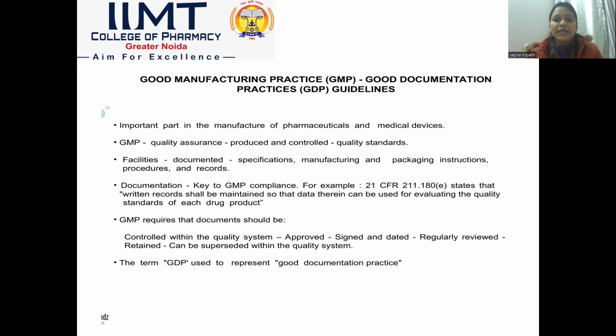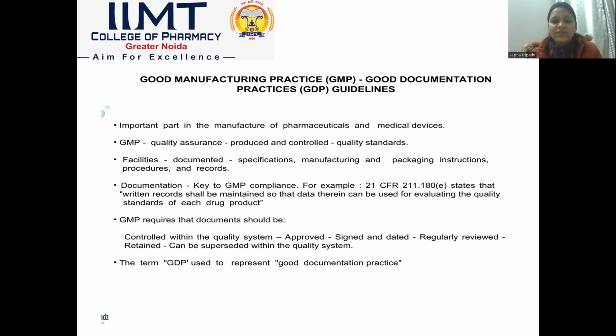There are some guidelines of good manufacturing practices. If we talk about the important part in the manufacture of pharmaceuticals and medical devices, GMP is quality assurance produced and controlled to quality standards. Facilities, documented specifications, manufacturing and packaging instructions, procedures and records. Documentation is key to GMP compliance.